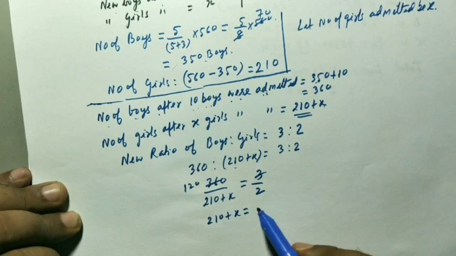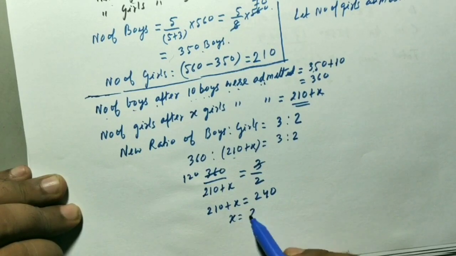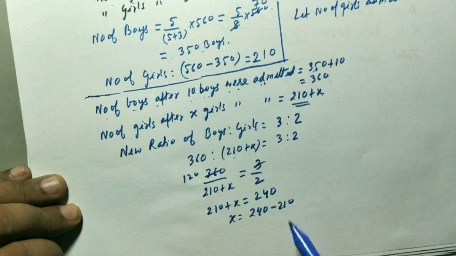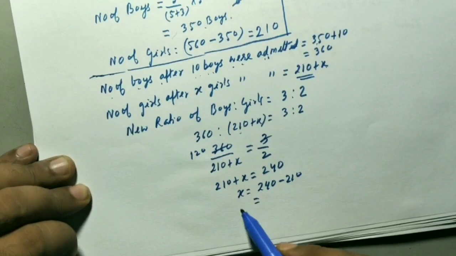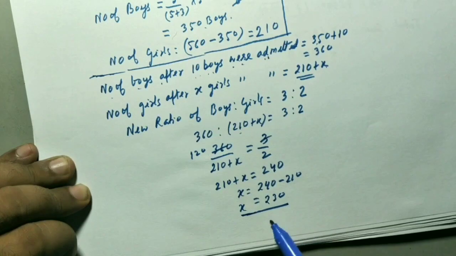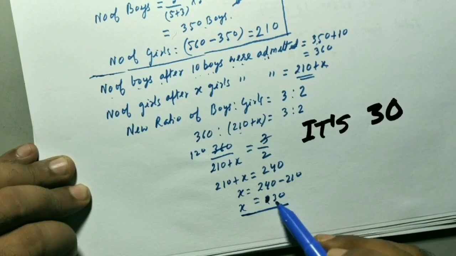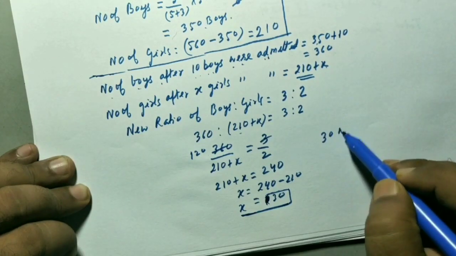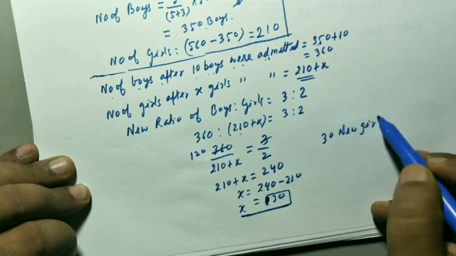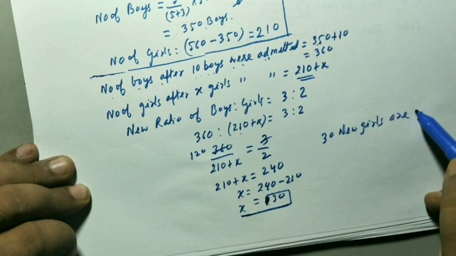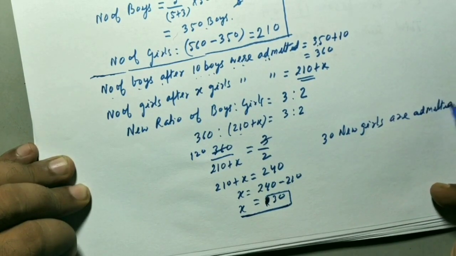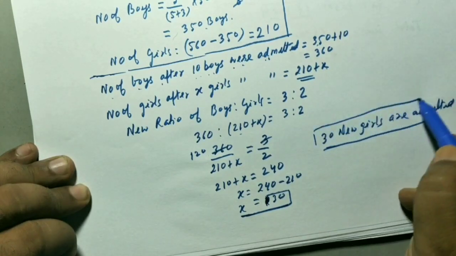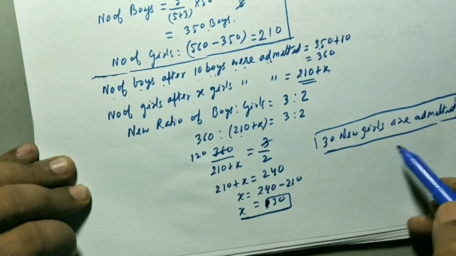Or you can make it easier, your calculation. 210 plus X is equal to 240. X is equal to 240 minus 210, that is 230. Sorry, 30. So final answer is 30 new girls are admitted. This is the final answer.